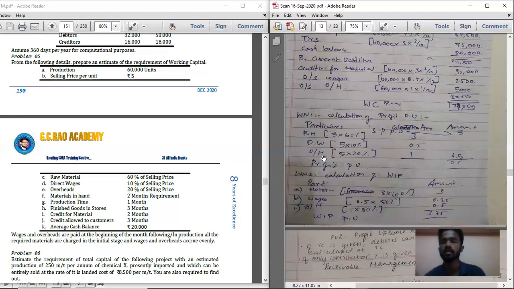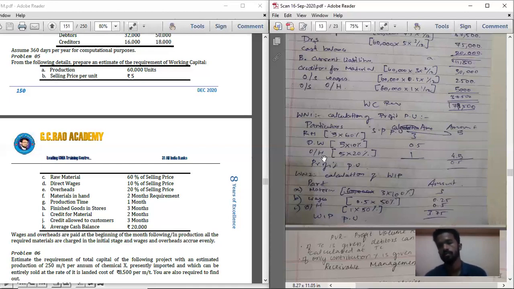Now total the inner column. In the outer column, put 4.5. How much is the total? 3 plus 0.5 plus 1, which is 4.5. In the outer amount column, put 4.5, within the bracket 4.5.